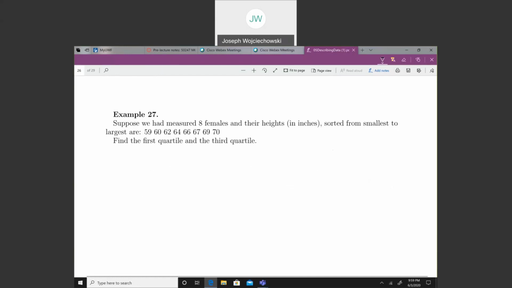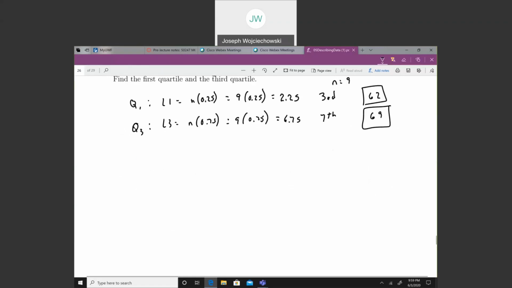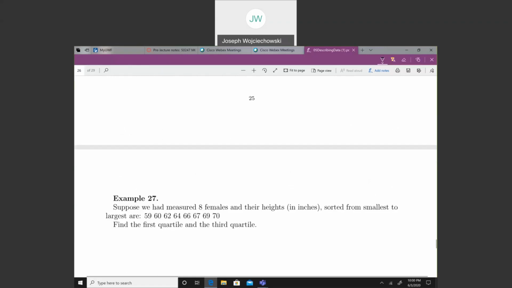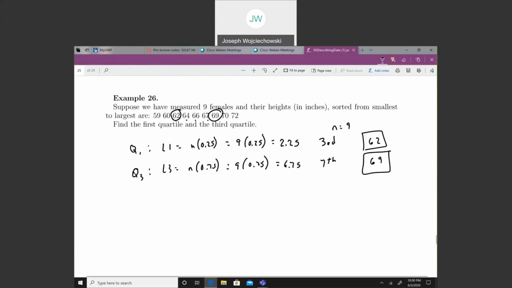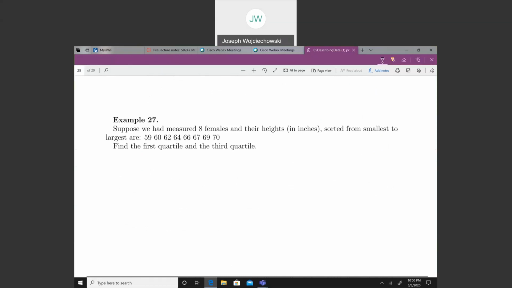Okay. So we have our 8 female heights in inches, sorted from smallest to largest. Find the first quartile and the third. These aren't really the same problem, are they? Oh, they dropped one. Yes, they dropped the last one. So now n equals 8.